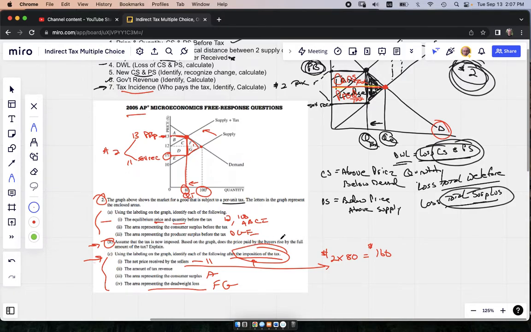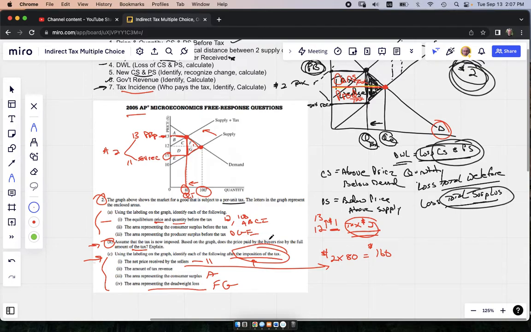Does the price paid by the buyer rise by the full amount of the tax? Well, you and I know that the price originally was $12 and it only went up to $13. So the price went up by $1, but you and I know the tax is $2. Well, Charles, how do we know that? I've said it. The vertical distance between the two supply curves is the amount of tax. So the price was 12, it went up to 13. The price only went up by $1, but the tax is $2.